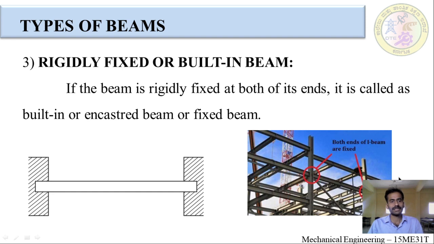Now the third one is a rigidly fixed or built-in beam. So what is a rigidly fixed beam? If the beam is rigidly fixed at both of its ends, it is called a built-in or encastered beam, or a fixed beam. So both the ends are rigidly fixed into the supports. There is an example here. This beam is fixed at both the ends. This kind of beam is called a fixed beam.